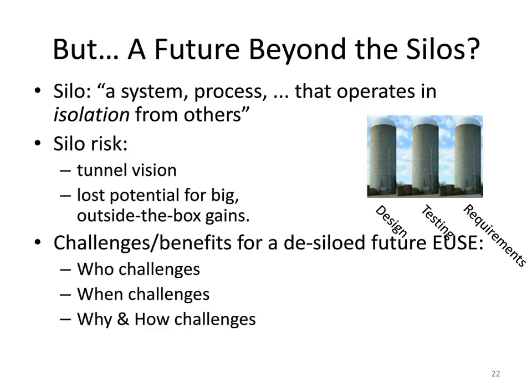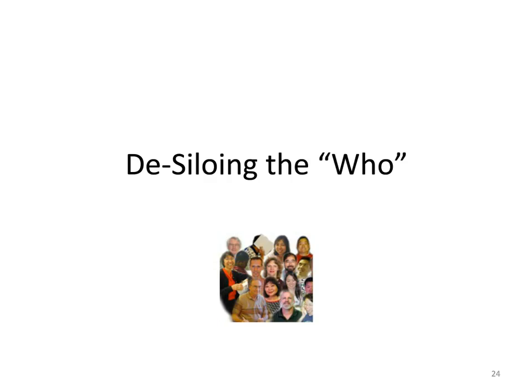So a silo about design, a silo about testing, like the one you just saw. And these silos can be quite helpful when we're really trying to isolate and focus our efforts, but the risk is that they lead to tunnel vision, a lost potential for big, outside-the-box kinds of gains. So in this talk, I'm going to be talking about what kind of challenges there are for de-siloing the future of end-user software engineering and what benefits might come about from a who perspective, a when perspective, and a why and how perspective. So let's start with who.